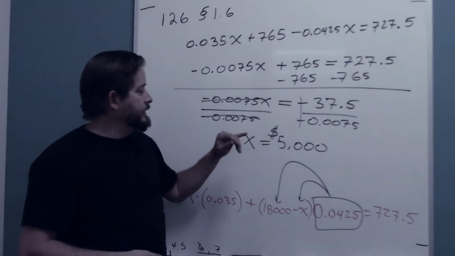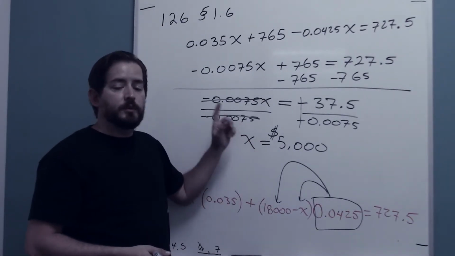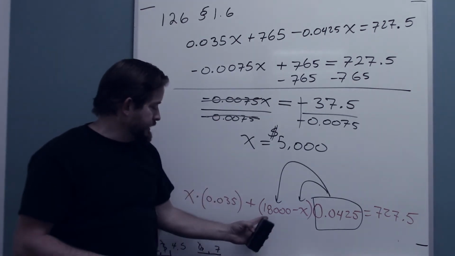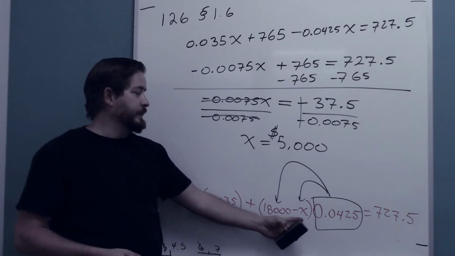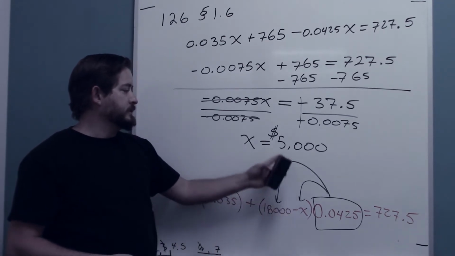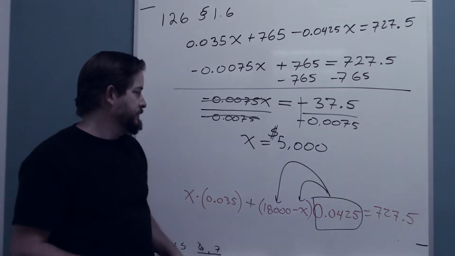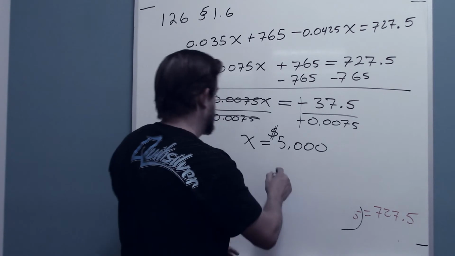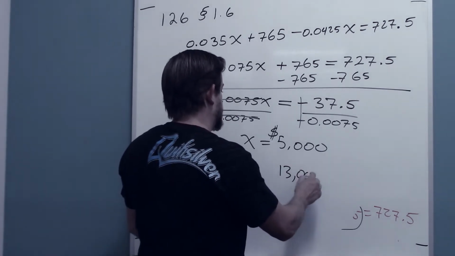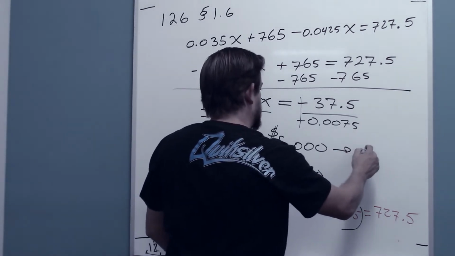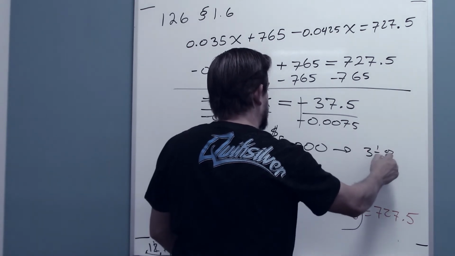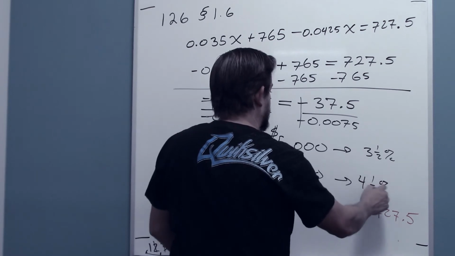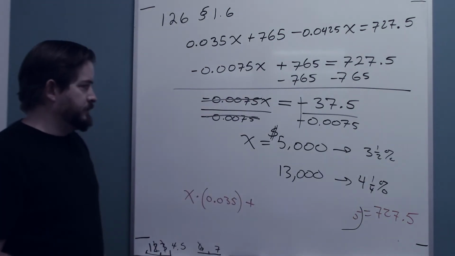And I had said that x was the amount that was put in the 3.5% interest account. So that's 5,000 in that account. The other account is this 18,000 minus x. So I take 18,000 minus the 5,000, which is 13,000. This is in the 3.5% account, and this is in the 4.25% account. And that's the way it's split.